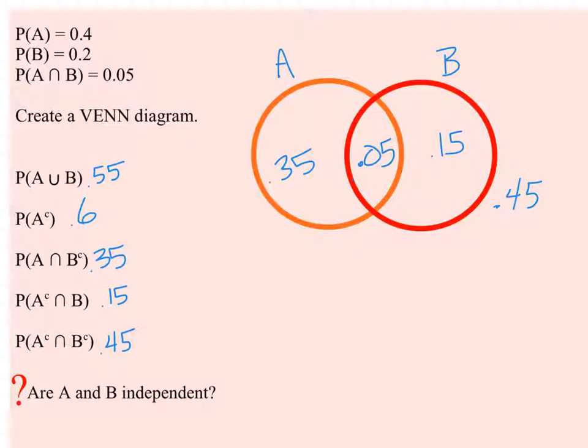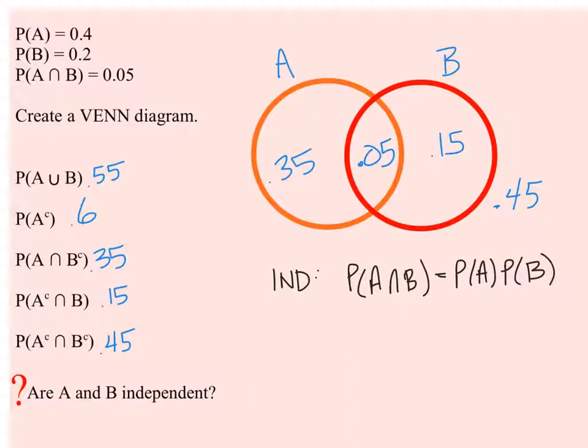And finally, are A and B independent? Well, first of all, just because I don't want terms to get mixed up, sometimes people will say, no, they're not, because there's an overlap. Remember, that's disjoint. Disjoint means there wouldn't be an overlap. Independent, they can overlap, okay? But let's go to our formula. If things are independent, this should be true. The probability of A and B should be equal to the probability of A multiplied by the probability of B. So let's check that.